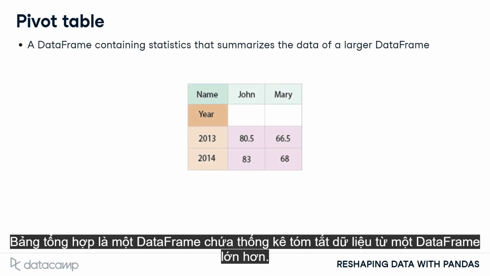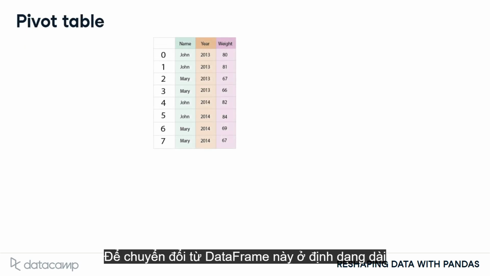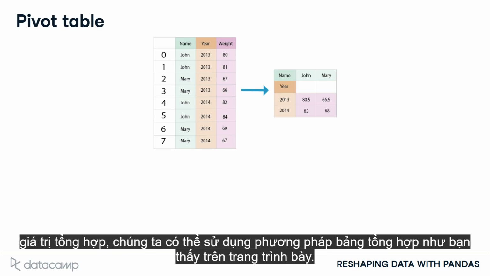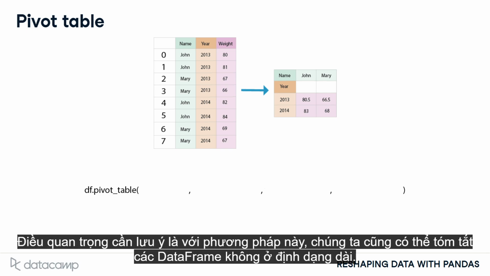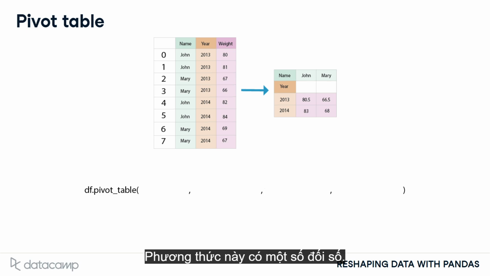A pivot table is a data frame that contains statistics that summarizes the data from a larger data frame. To convert from this data frame in long format to this data frame with aggregated values, we can use the pivot table method, as you see on the slide. And it's important to notice that with this method, we can also summarize data frames that are not in long format. This method takes several arguments.